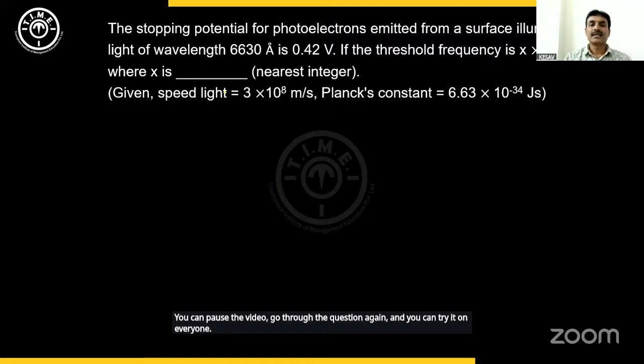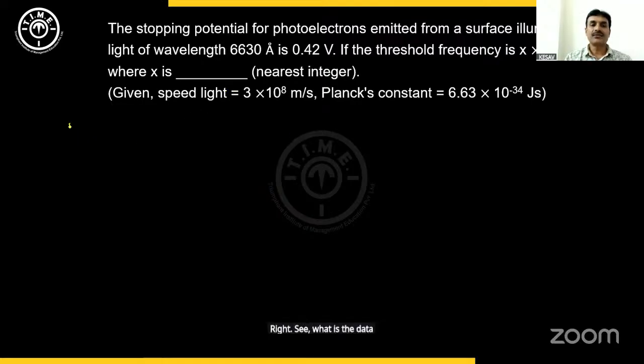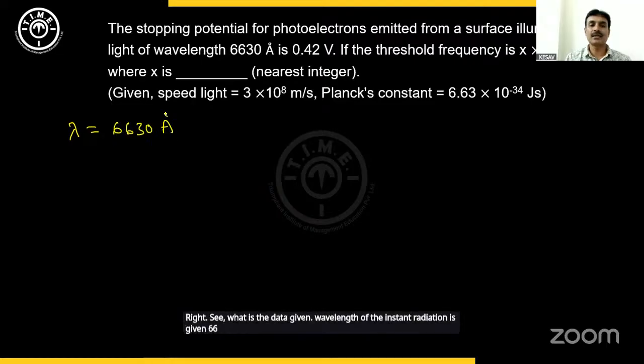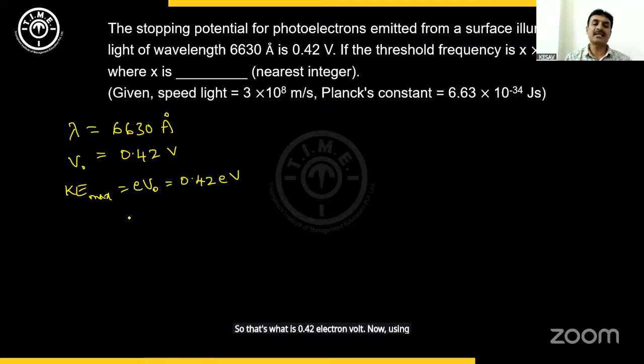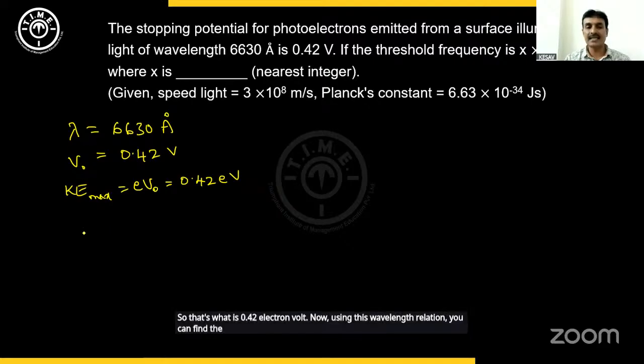Right. See, what is the data given? Wavelength of the incident radiation is given, 6630 angstrom. And its stopping potential V0 is given as 0.42 volt. If you know the stopping potential, what is its maximum kinetic energy, Ke max? It's eV0, isn't it? So that's what is 0.42 electron volt. Now using this wavelength relation, you can find the incident energy, isn't it?